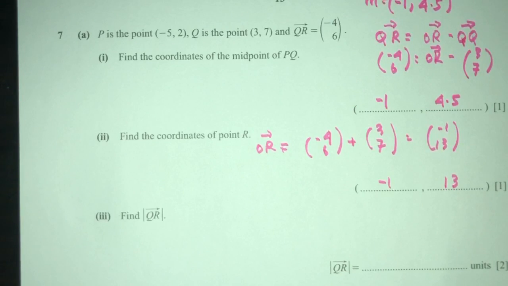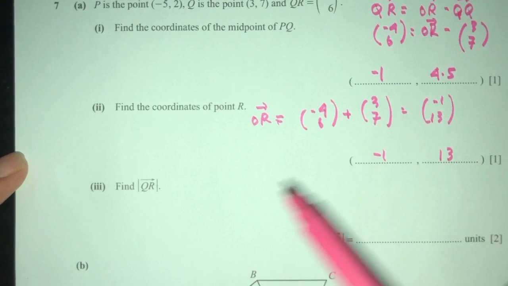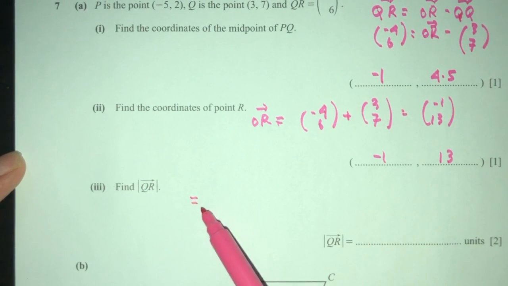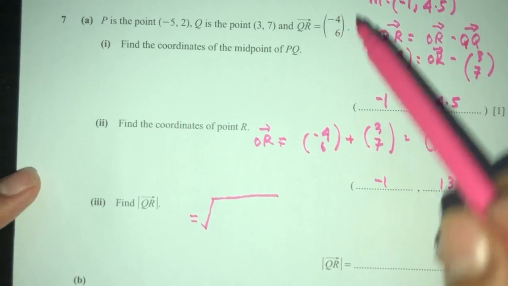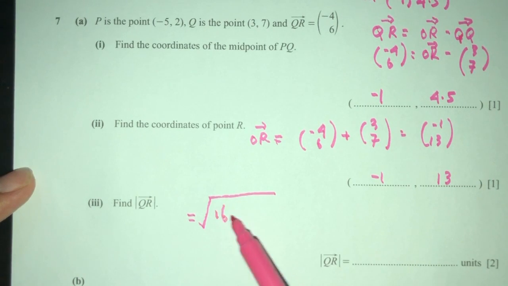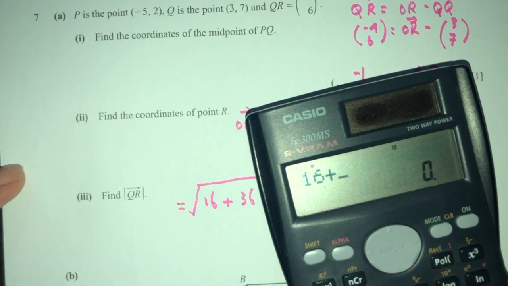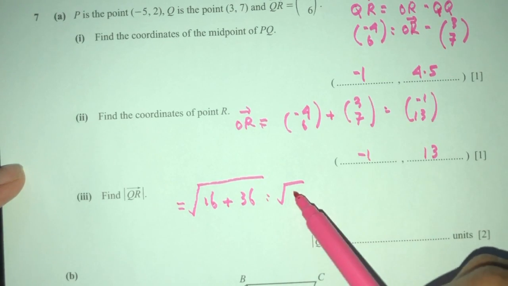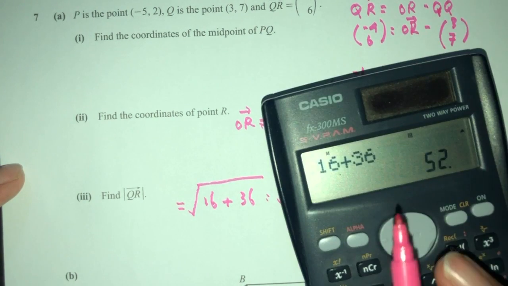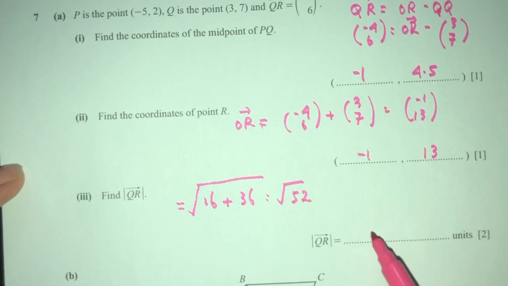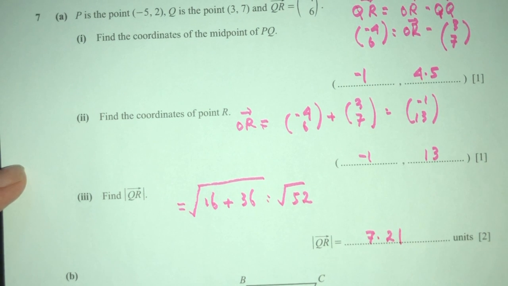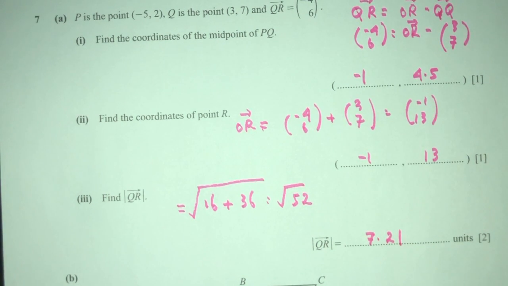Now let's move on to part 3. We have to find the magnitude of this vector right here. So also pretty simple. We have to use the formula, which is square root of square the first one. So minus 4 squared is 16. 6 squared is 36. So you have square root of 16 plus 36. That will be 52. Okay? That will be 7.21 will be the magnitude of this vector right here.